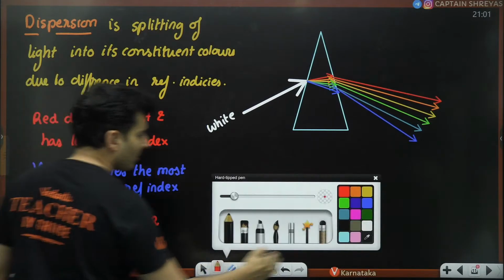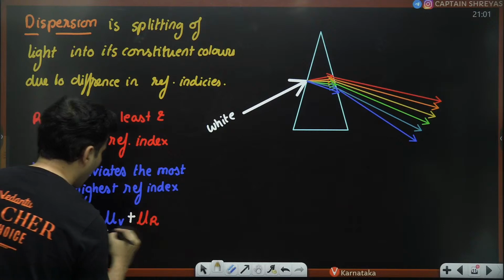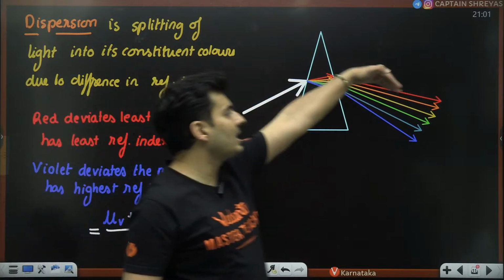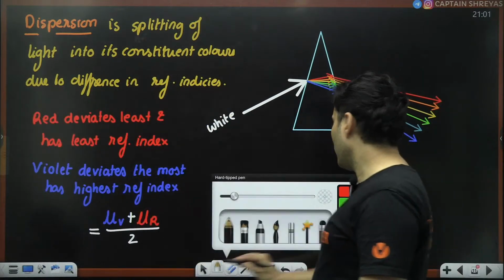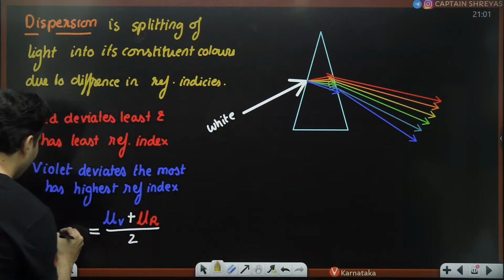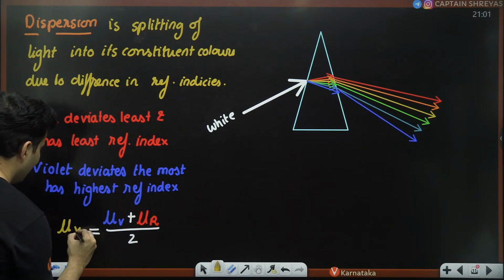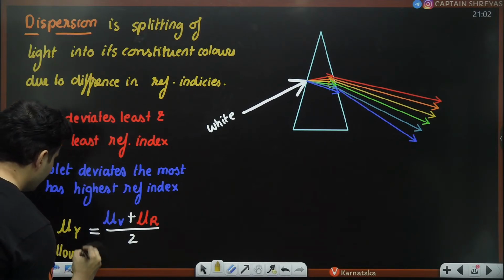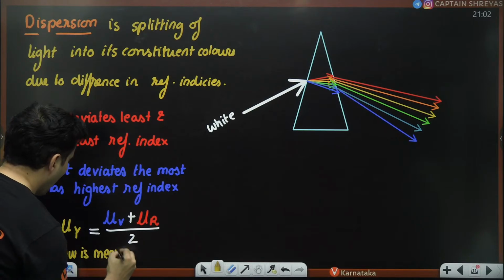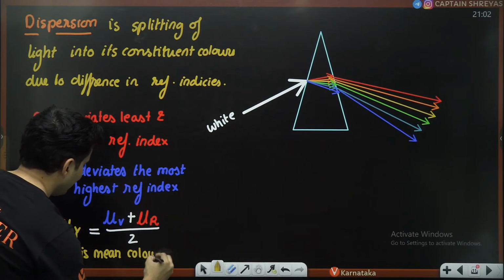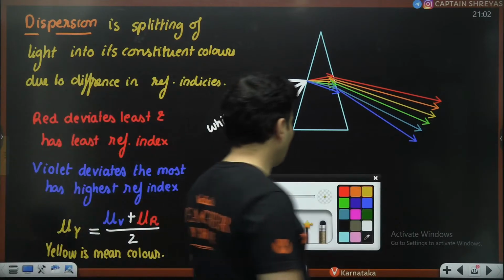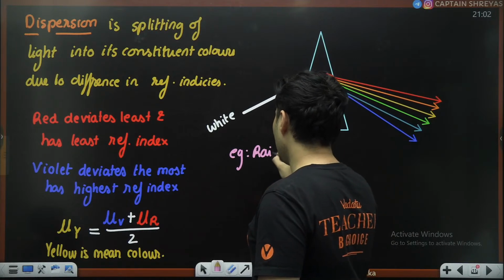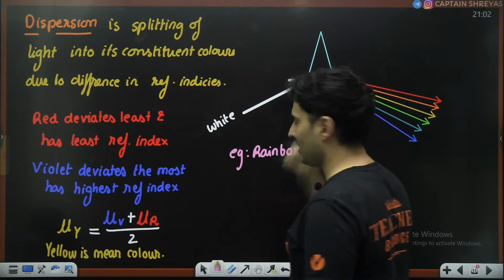of red color and you take the average of them, any guesses what you will get? The average of the two extreme colors, red and violet, is basically the refractive index of the yellow color. Yes, it is the mean. Yellow is basically the mean or the average color. Very, very important. A lot of phenomena are also based on this. Example, rainbow. The rainbow phenomenon is based on this.